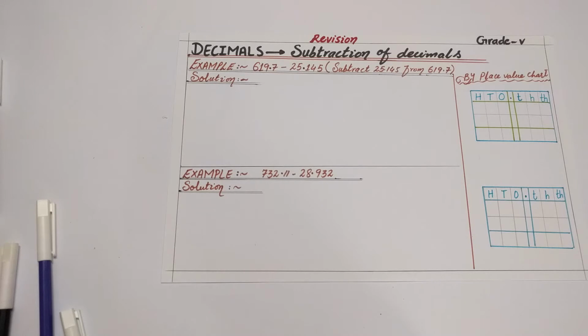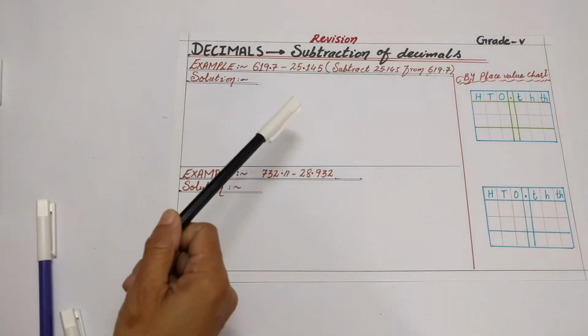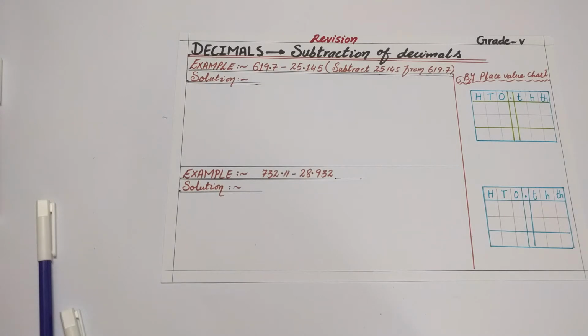Dear students, as in the previous lecture we have discussed the addition of decimals. Now we are going to start the subtraction of decimals. So our next revision topic is subtraction of decimals. For subtraction of decimals, the procedure is the same as the addition of decimals. So I will revise the procedure quickly.